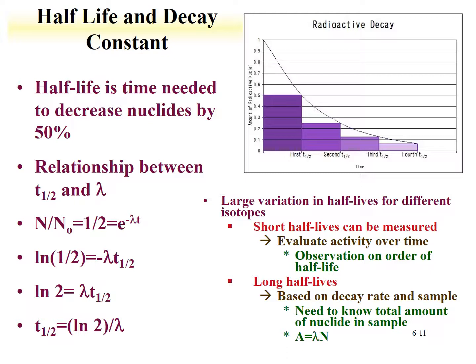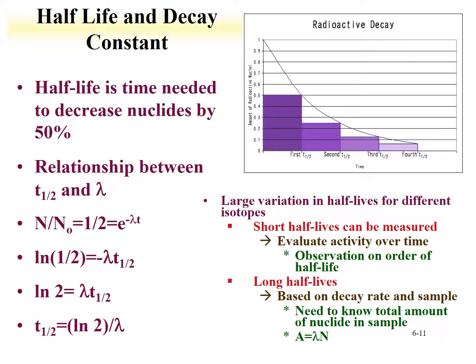Now, we've already discussed the decay constant, but here we can derive it and show how half-life comes into the decay constant. Now, we defined half-life as the amount of time that's needed to decrease radionuclides by 50%. The mass, the total number, doesn't matter. And here's our radioactive decay: 1 half-life, 2 half-lives, 3 half-lives. So we just see that the relative amount decreases by half at each step.